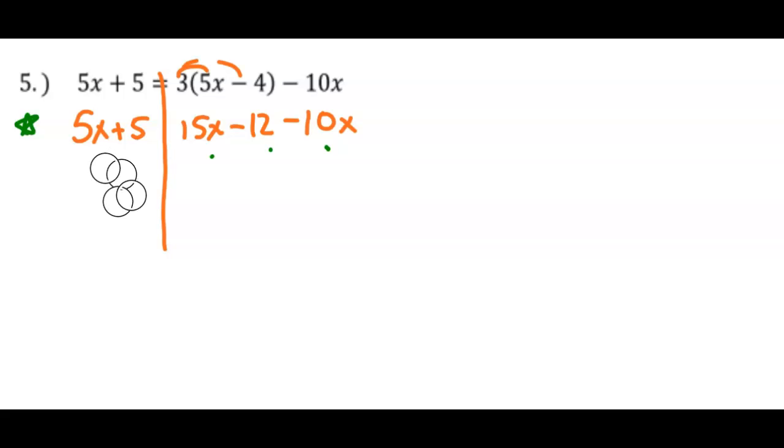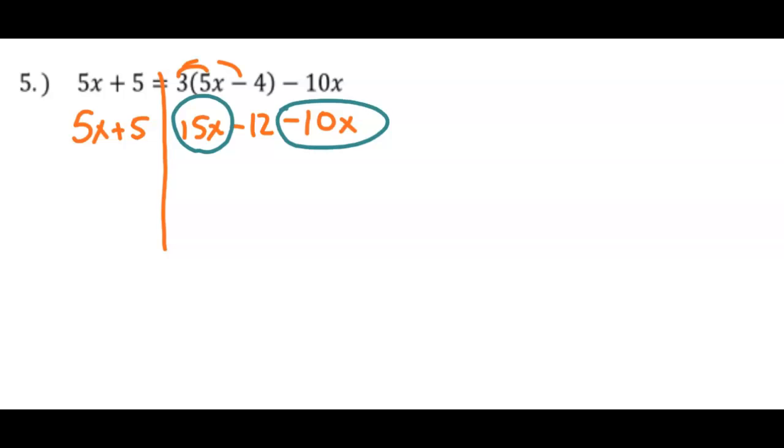This is simplified. This is not. What can I do on this side? What can I do on this side to make sure that I'm looking at the easiest equation? Well, these are on the same side, so I've got to combine those. When I combine those, I'm going to take 15x and I'm going to add a negative 10x. What do I get? I get 5x plus 5 on this side and 5x minus 12 on this side.